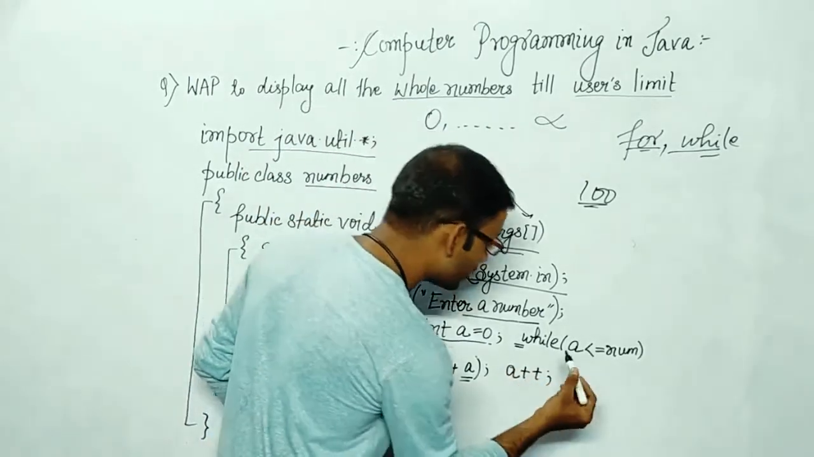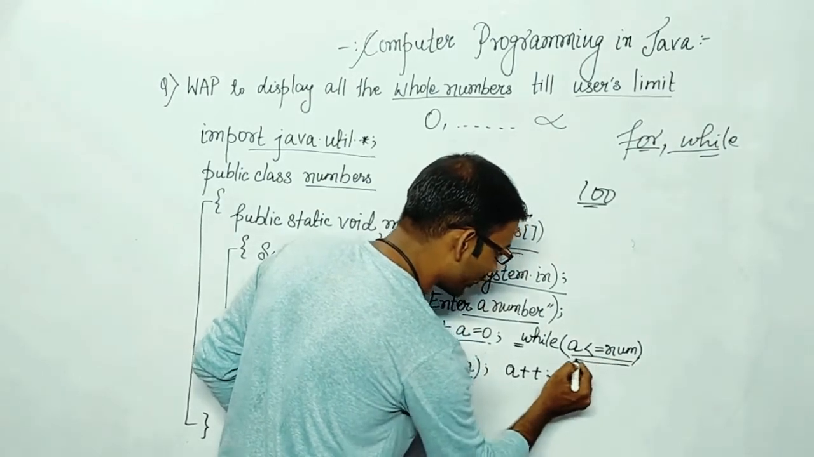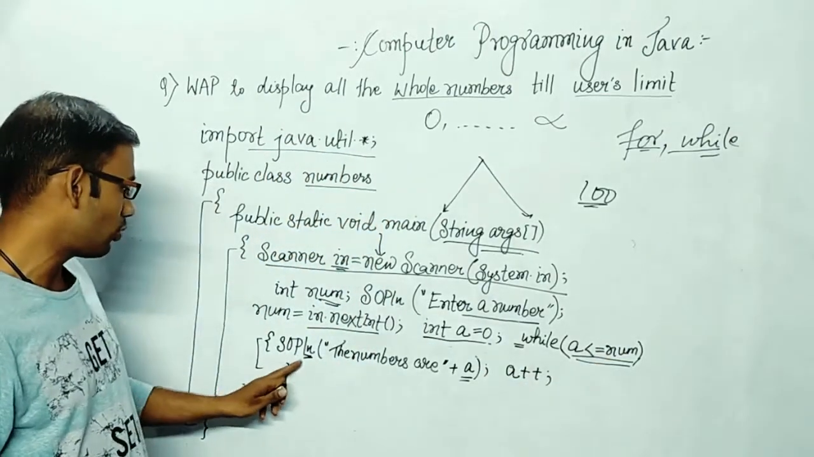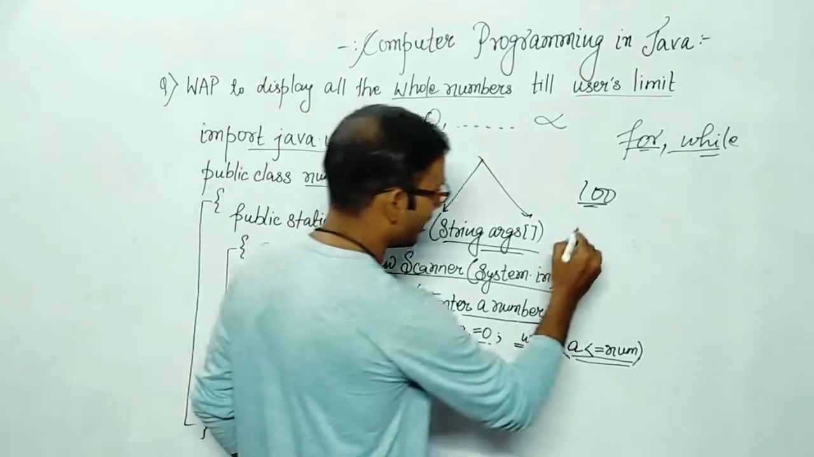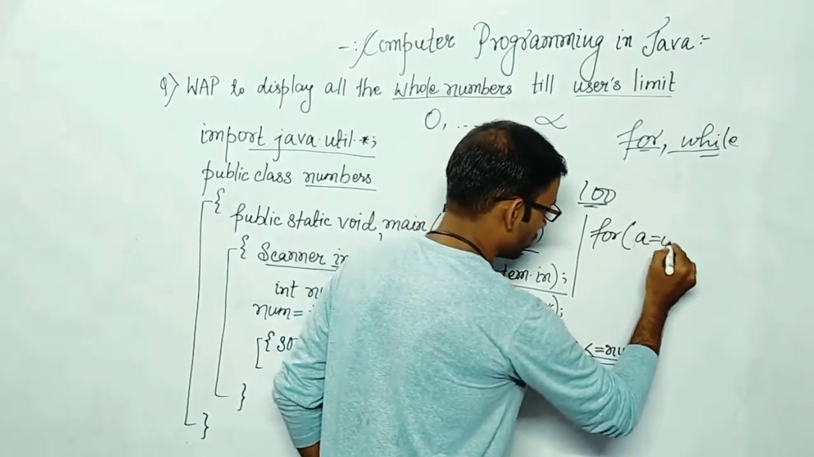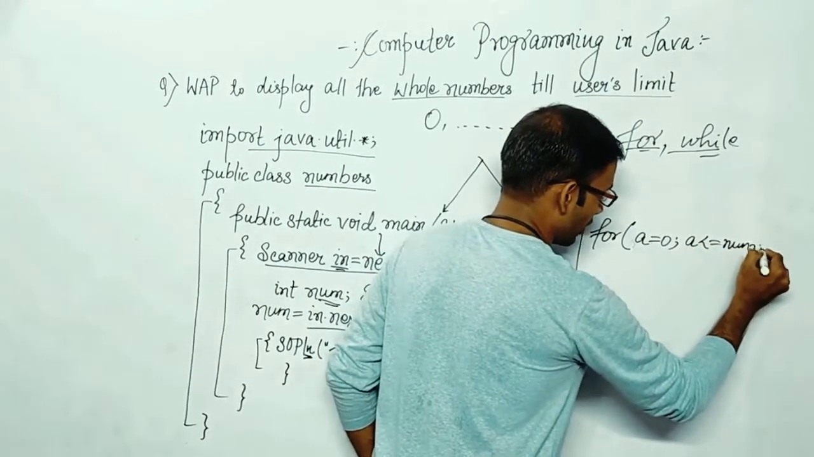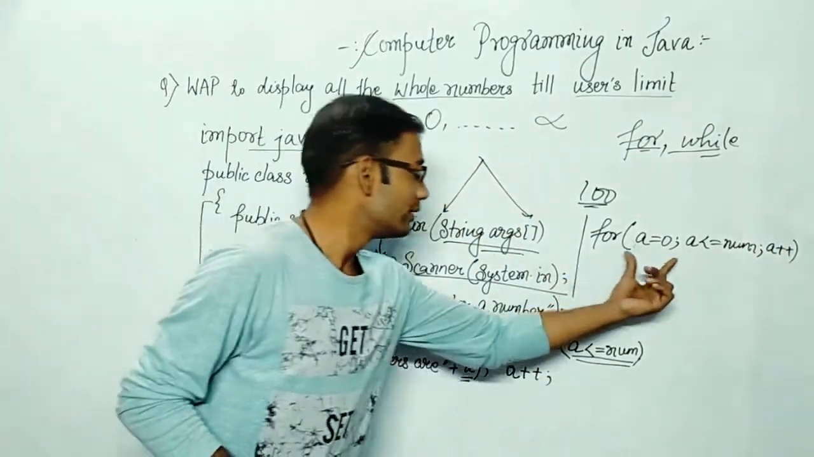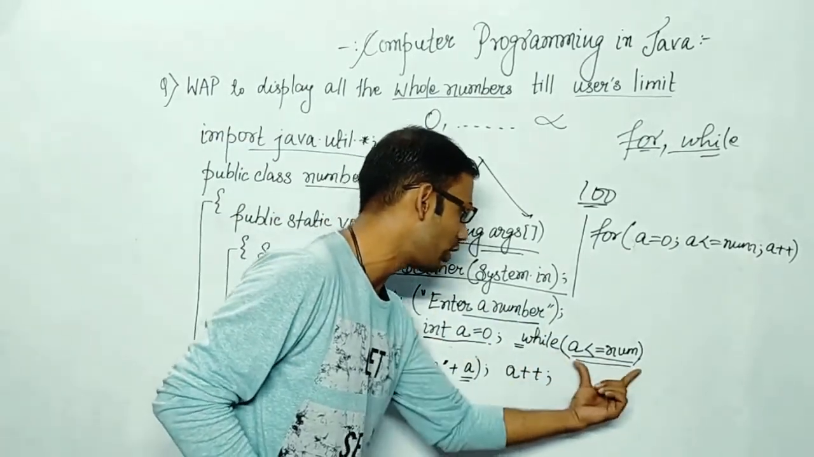While a is less than or equal to num, only the condition comes over here, right? While a is less than or equal to num. After that, System.out.println, the numbers are a. After that, increment, that is a++. Let me write once again the for loop. The for loop was like this: a = 0, a must be less than or equal to num, and a++. Before it was something like this. Now this part I have previously written like this, and after it comes the condition, that is inside the body of the while loop.